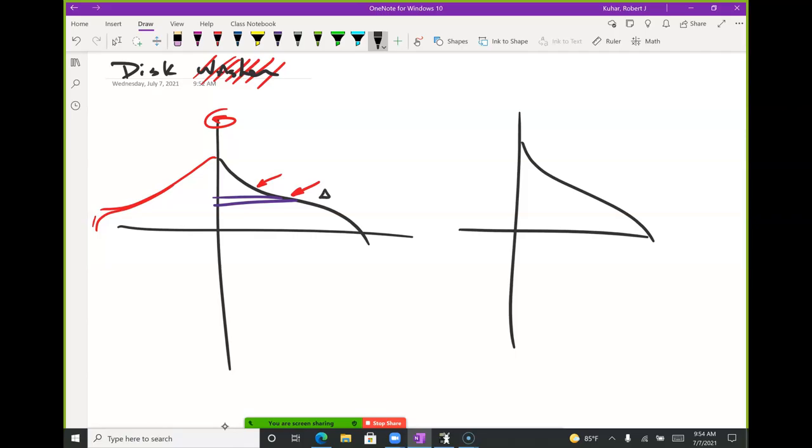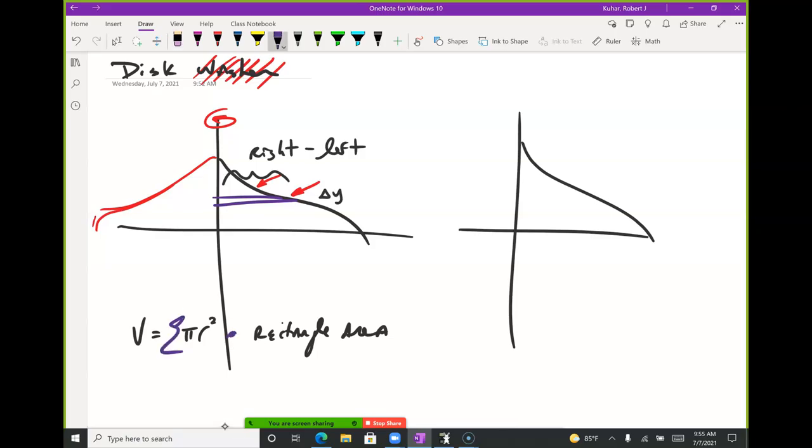So in this particular case, I have a delta y, and I have, again, a right minus left. I'm really just thinking of the radius of the coin, right? So I'm going to get my volume from pi r squared, and the sum of the rectangle area. I don't think I like my sum on the inside, but it's okay. You know what I mean? Because the radius is changing with each rectangle, so I need that kind of.